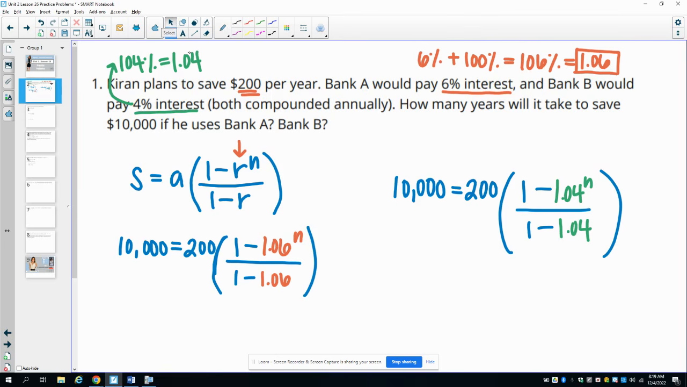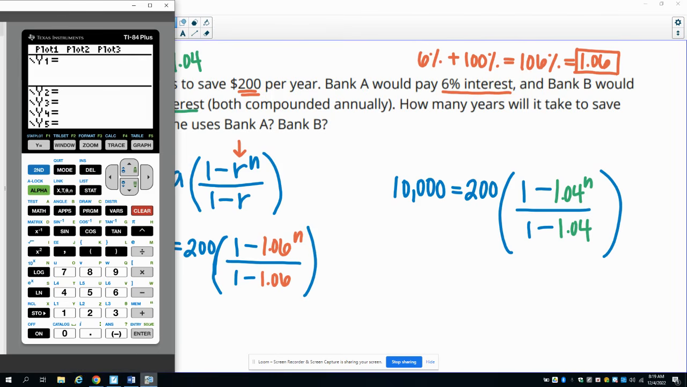In this case, I would just look in your calculator. You can type this into your graphing calculator. We are not going to type in the 10,000; we're going to look for that in the table. So I'm going to put parentheses around the top: 1 minus 1.06, and then to the n power. This will just say x in your calculator. It's just a variable. Then close the parentheses. So that's the top, divided by, and then put a parenthesis around the bottom: 1 minus 1.06 on the bottom there.